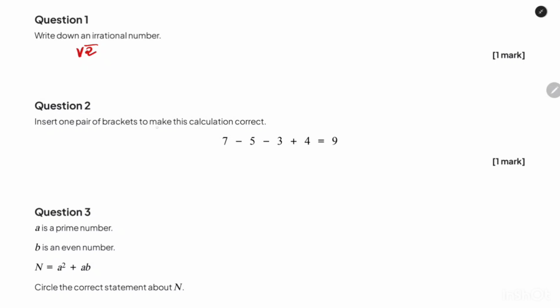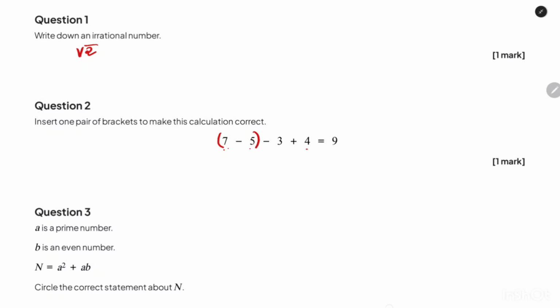Okay, here insert one pair of brackets to make this calculation correct. Now this is a BODMAS kind of question, and there is no specific method for this kind of question. You just have to do trial and error. You try different brackets by putting one by one between any two or three numbers, and then check whether LHS is equal to RHS or not. Let's say first if I put the bracket here, then according to BODMAS, first 7 minus 5 is done, which is 2. Then that 2 and 4 will be added, because in BODMAS addition comes before the subtraction. So 7 minus 5 is 2, 2 plus 4 is 6, and then 6 minus 3 is 3, which is not equal to 9.